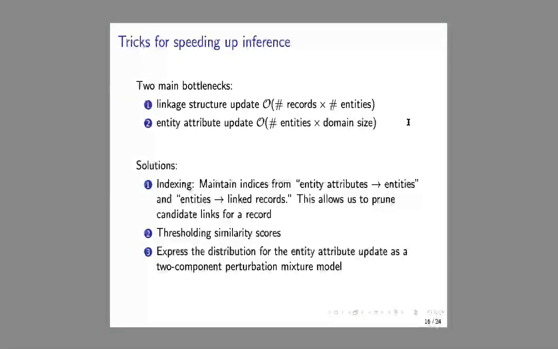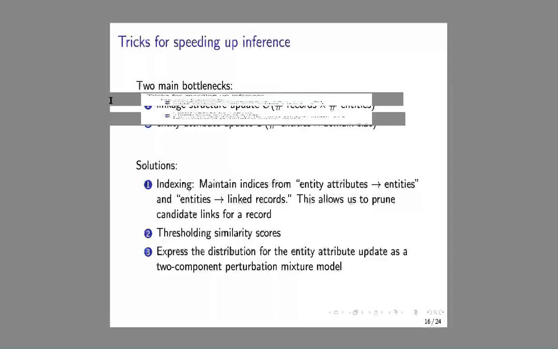And so this is why I was saying it's actually different from things that have been considered, for example, in the MCMC literature, because usually they don't have this entity attribute update. So we have a couple of solutions. One of them is indexing. We maintain the indices from the entity attributes to the entities, and then we maintain the updates from the entities to the linked records. So why do we do this? Well, this allows us to prune candidate links for a particular record. This is a computational savings and is more of a computer science / machine learning approach that we use.